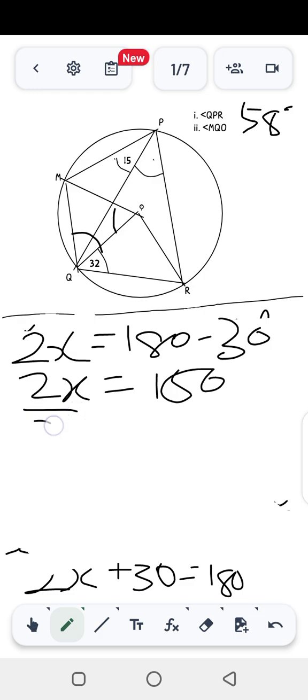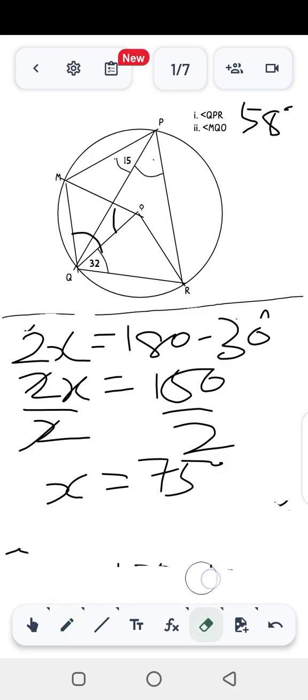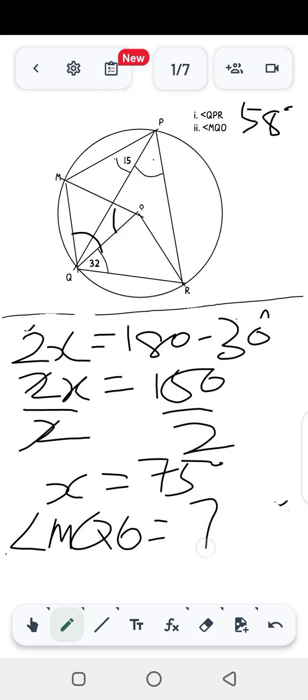And we are looking for x, so we divide through by 2. x is equal to 75 degrees. Now our x is the same as the angle MQO. Therefore, angle MQO equals 75 degrees. All right, thank you.